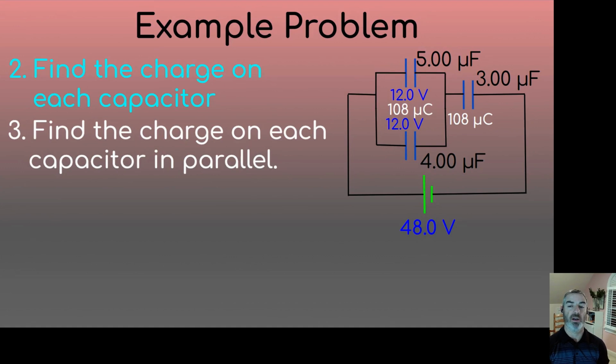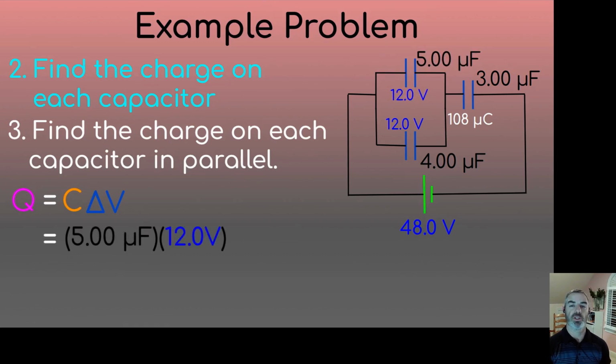It's not 108 off of each, that's total off of the 2 capacitors combined. So we're going to use our equation Q equals C delta V because we know the capacitance and the potential difference. So 5 microfarads times 12 volts gives us 60 microcoulombs. That's the amount of charge that's on the 5 microfarad capacitor.